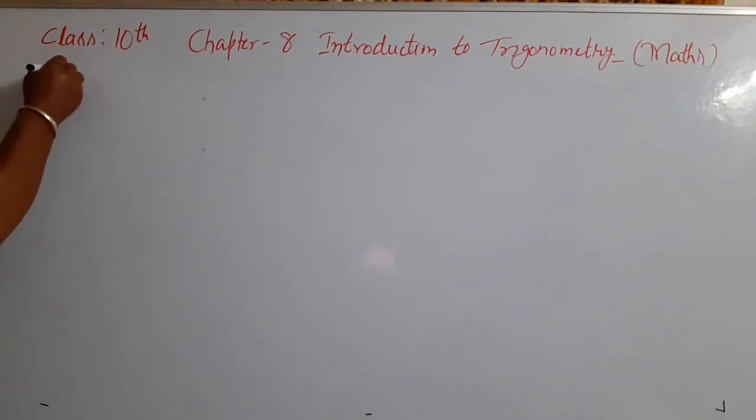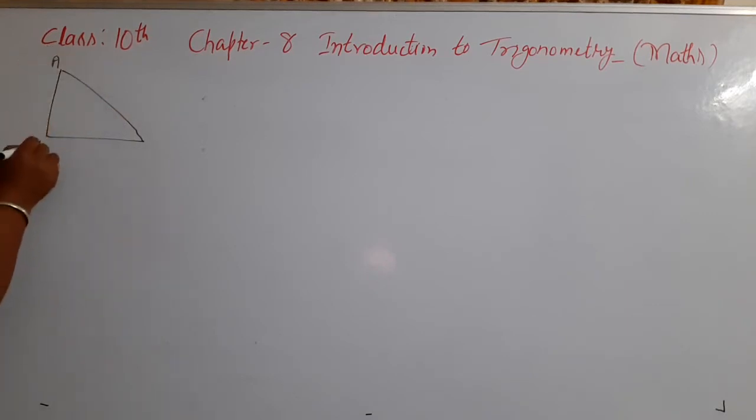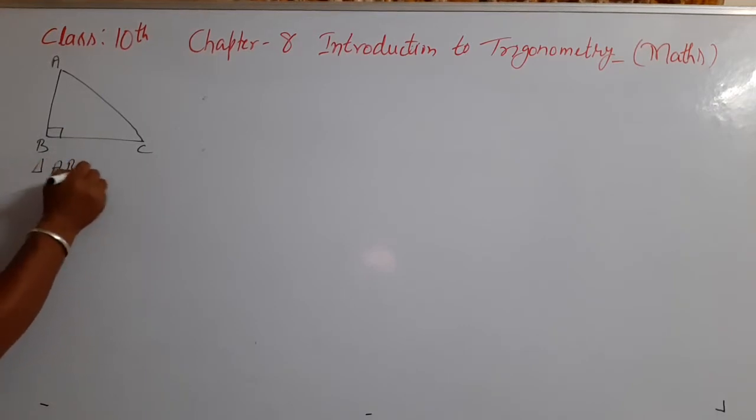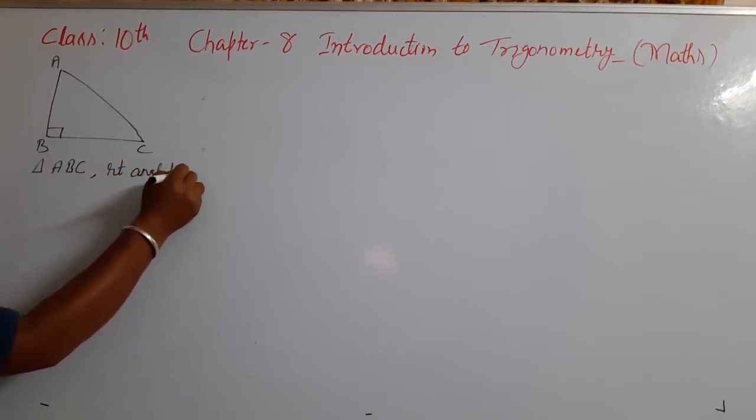I have made a triangle ABC, right angled at B. Triangle ABC, right angled at B.